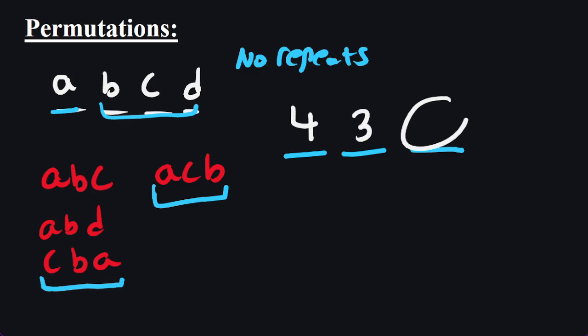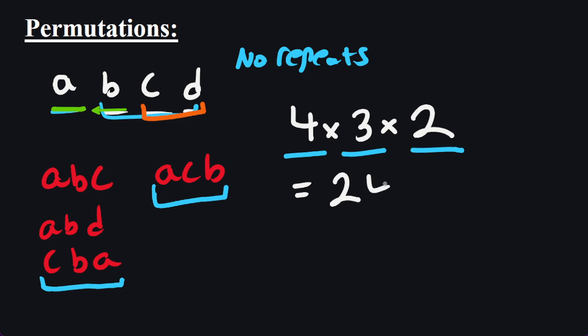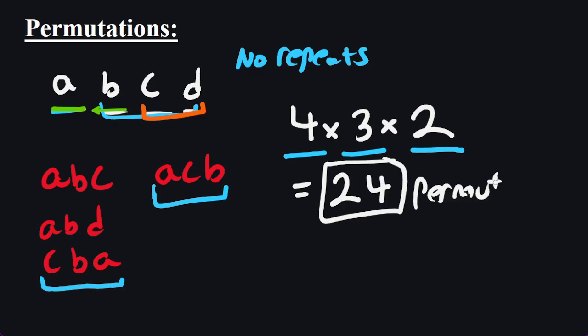And what about the third letter? How many options do we have left? Well, if we already used A and B, our only 2 options left are C and D. And if we multiply all these numbers, 4 times 3 times 2, that gives us 24. So there are actually 24 permutations for this specific problem.